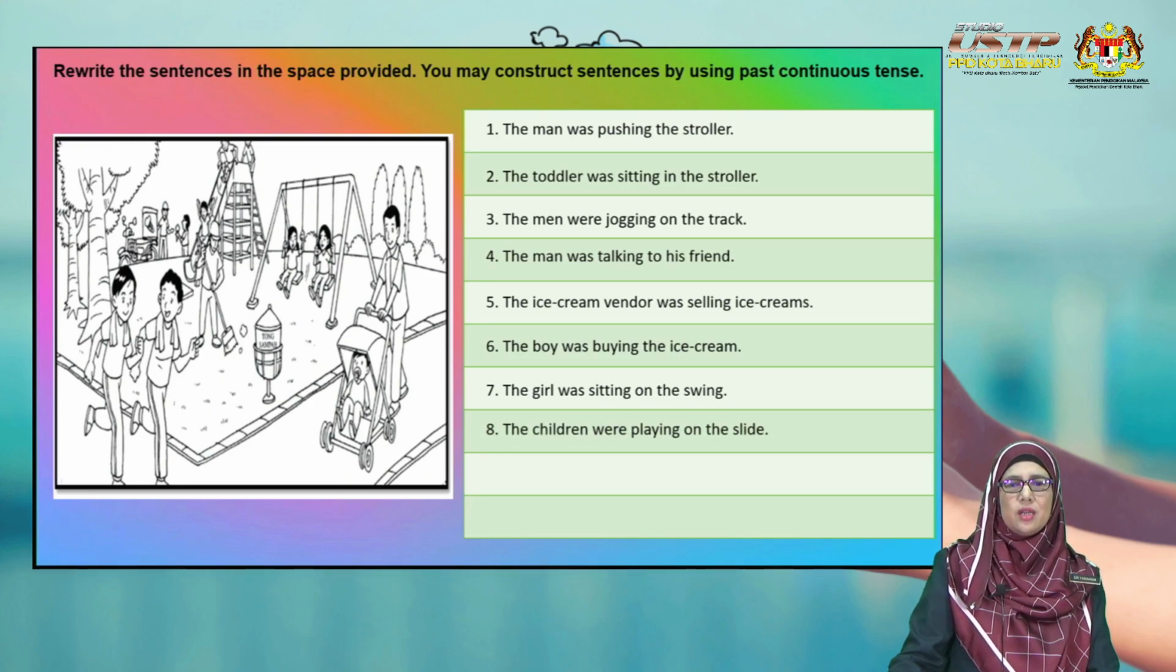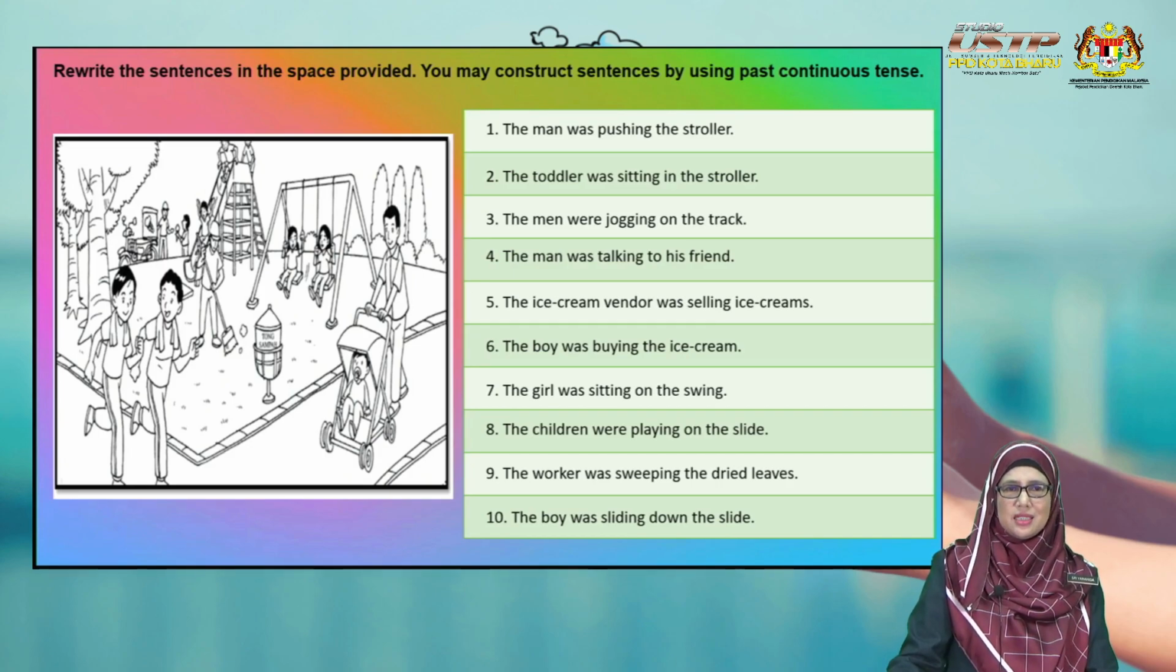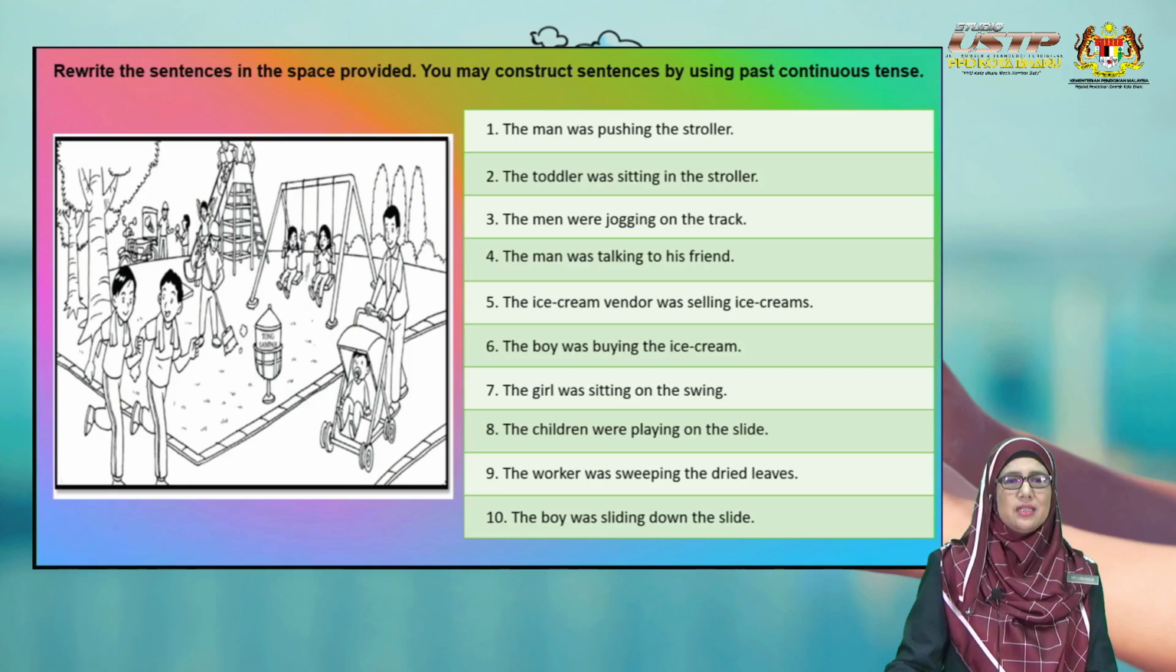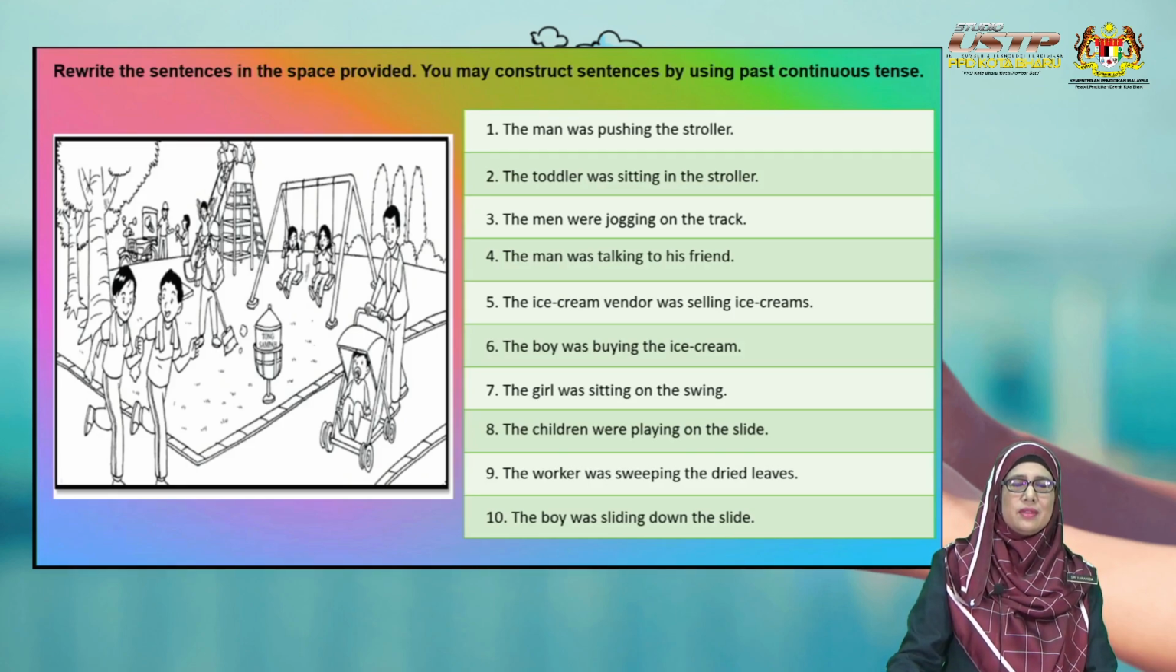The children were playing on the slide. The worker was sweeping the dried leaves. The boy was sliding down the slide. So as you can see here, all simple sentences using past continuous tense. And step by step, you can continue teaching them and can form a paragraph by using compound and complex sentences.